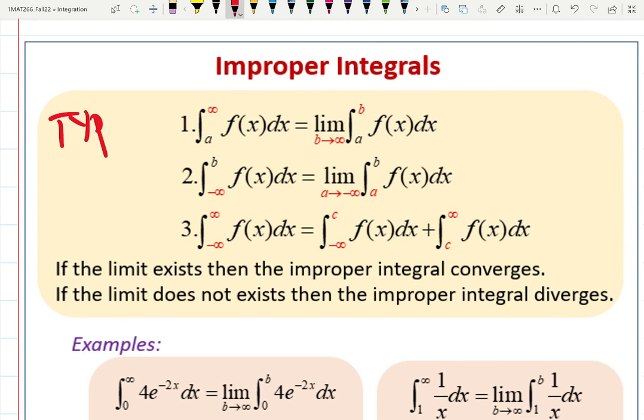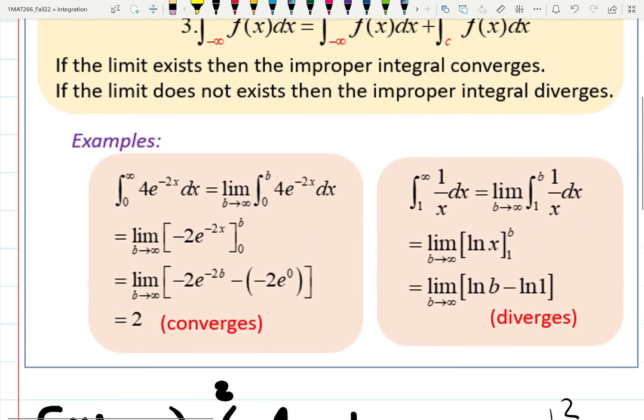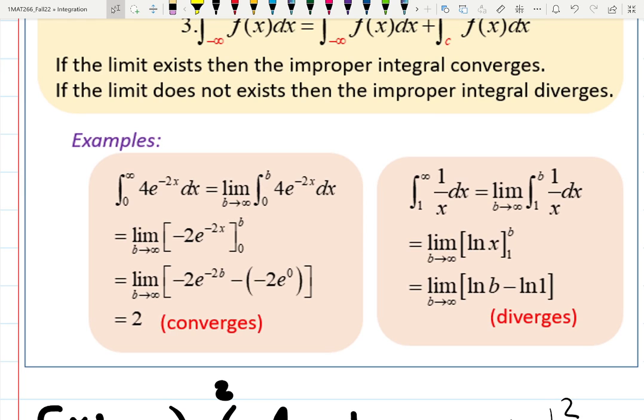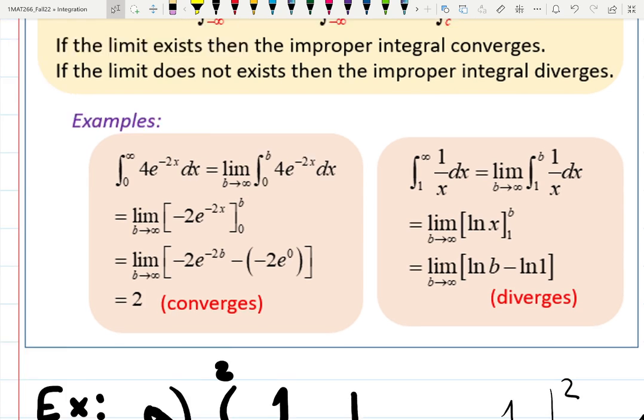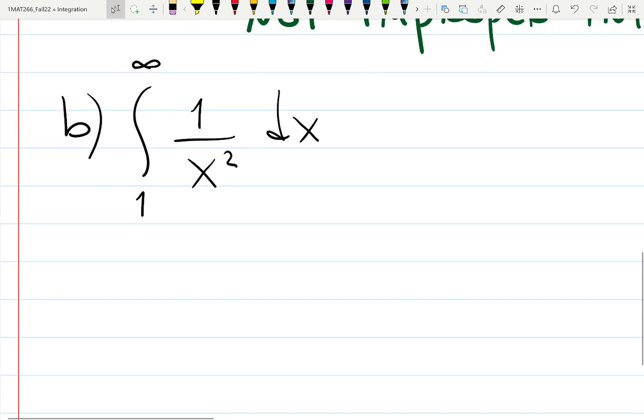We will have several types. Type 1: infinity at the top, minus infinity at the bottom, and infinity at both sides. Let's see. If the limit exists, then the improper integral converges, and if the limit doesn't exist, then the improper integral diverges. This is the first time we introduced notation and terminology such as divergence and convergence, and we're going to use it quite a lot later.